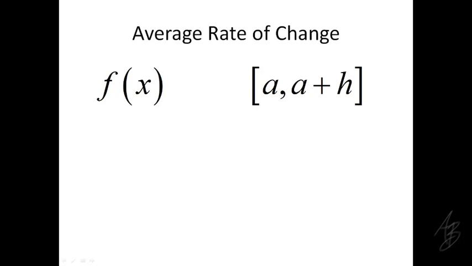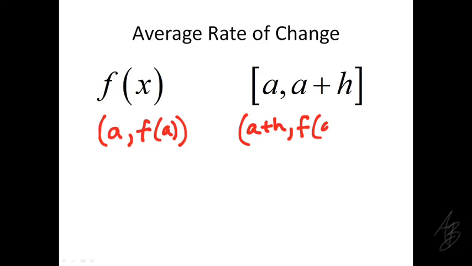So let's first look at what our endpoints of the interval are going to be. The left endpoint will have an x value of a and a y value of f of a when we plug in a, and the right endpoint will have an x coordinate of a plus h and a y coordinate of f of a plus h. So what we're looking at here is the average rate of change from the left endpoint to the right endpoint. To do that, we will use the slope formula, where the slope is equal to the difference in y's over the difference in x's.